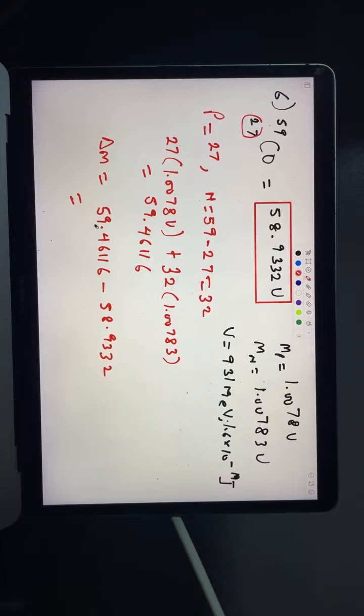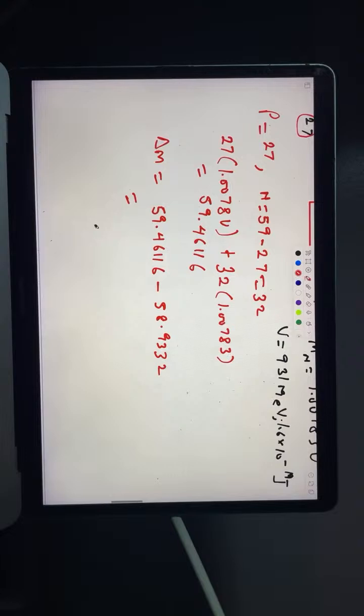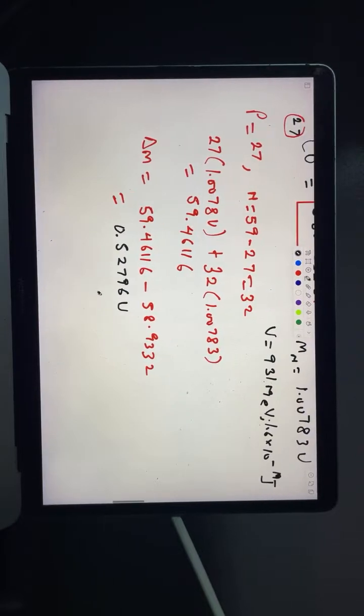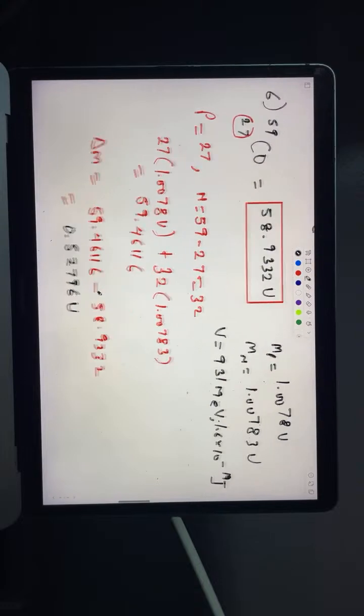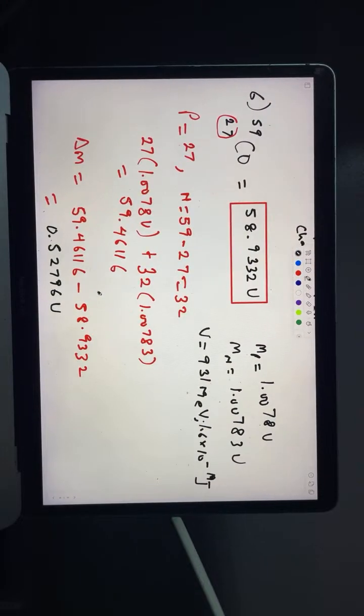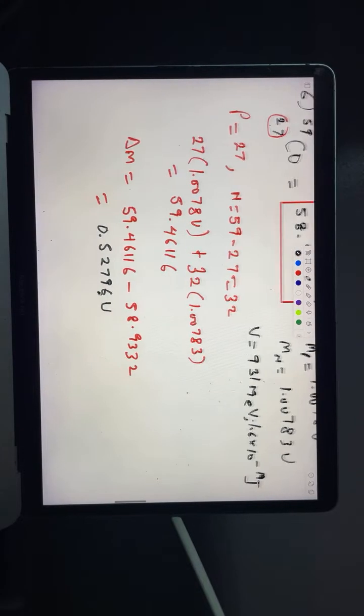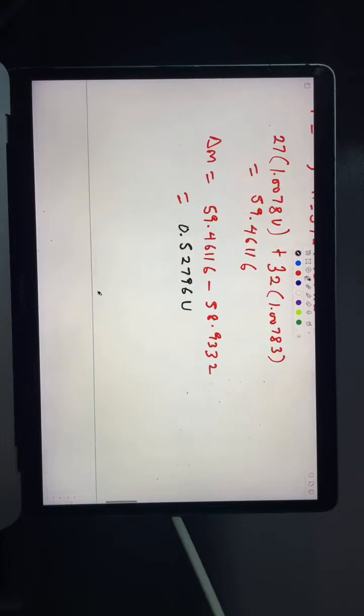So the change in mass, according to what we have here, is 0.52796. So that's the change in mass. How do I get the 58.932? That was given in the question. That's the original that was given.